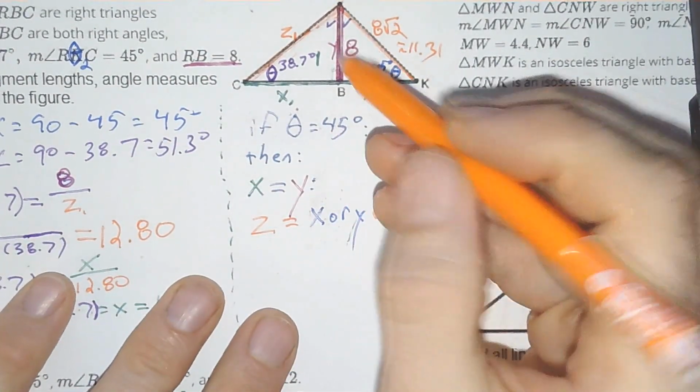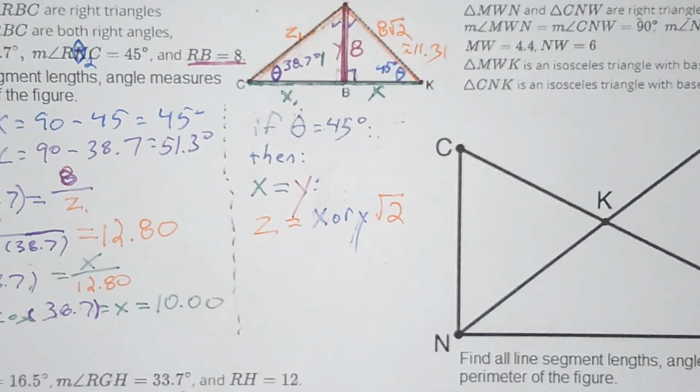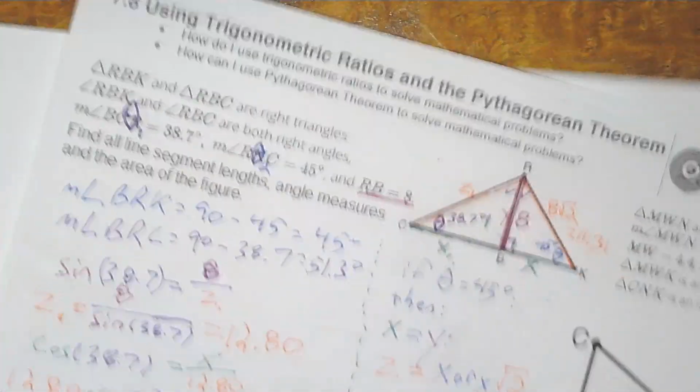All right, so that's how you figure out that one there. That one's really easy. 45-45-90 triangles are awesome. Super easy. Okay? All right, let's move on to this one here.